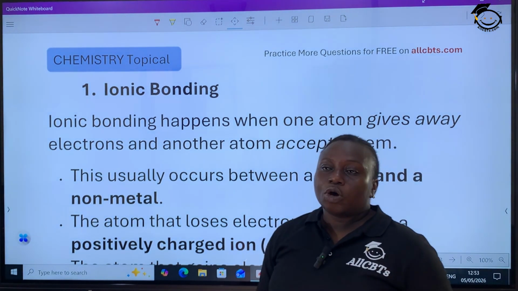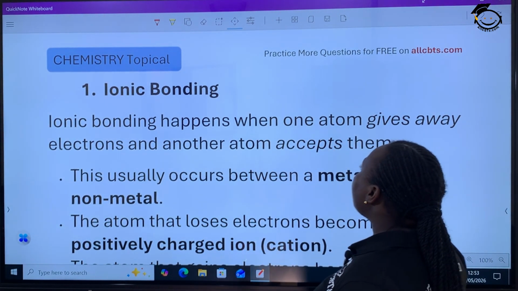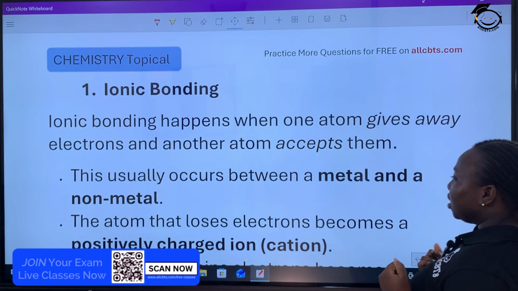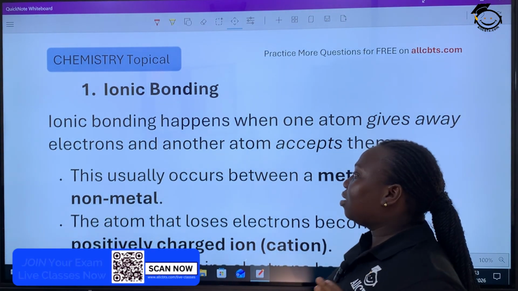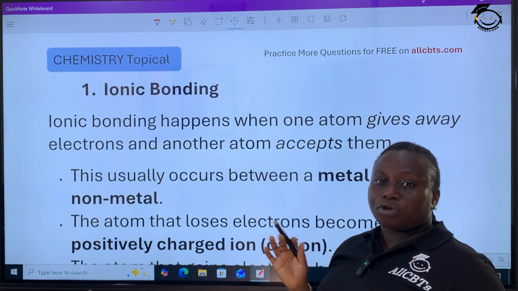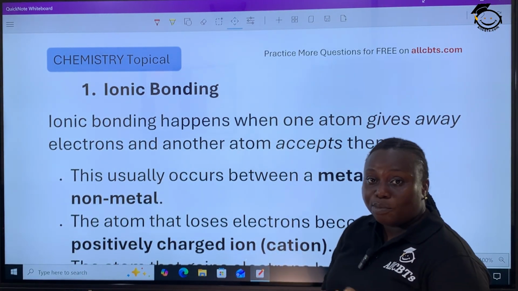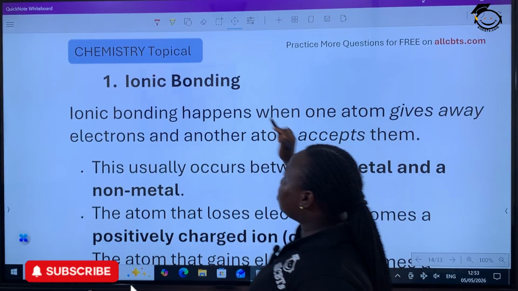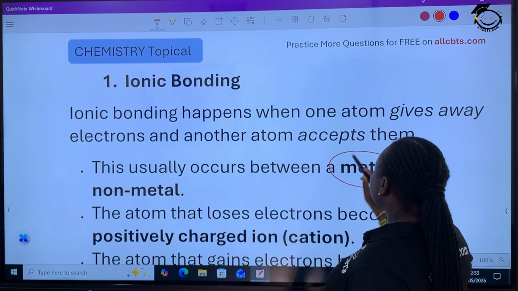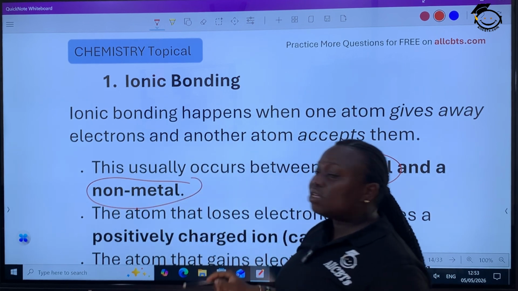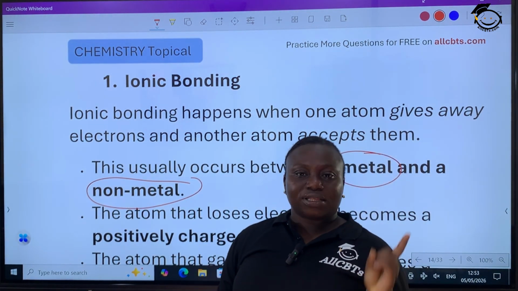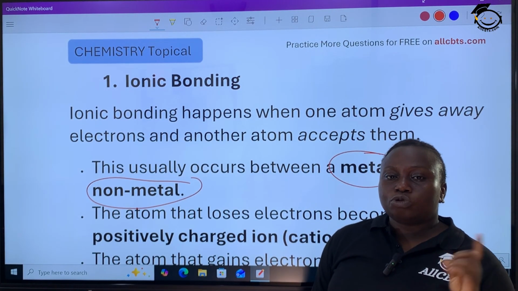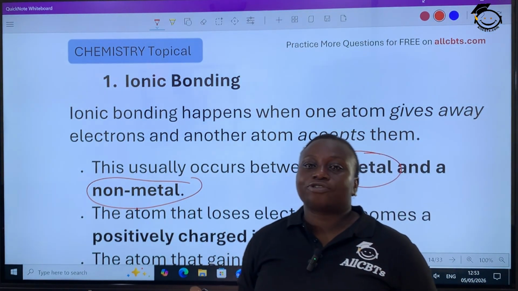Now let's talk about ionic bonding. Ionic bonding happens when one atom gives away electrons and another atom accepts. Now let us look at that particular one that we talked about, sodium and chlorine. That's a very good example of ionic bonding. This usually occurs between a metal, now, emphasis on a metal and a non-metal. That means in this process, it will always require a metal and a non-metal. Don't forget that all metals are electron donors, while non-metals are electron acceptors.